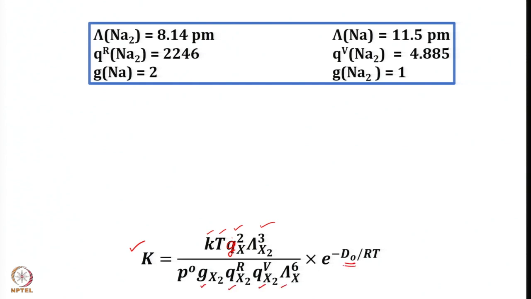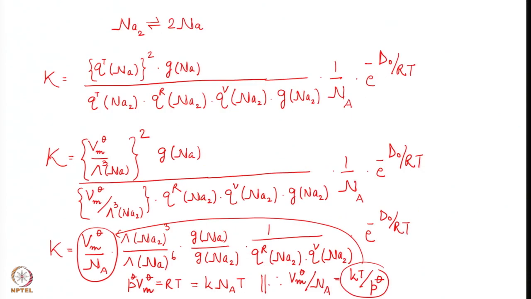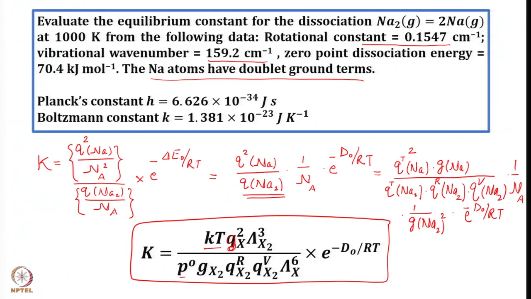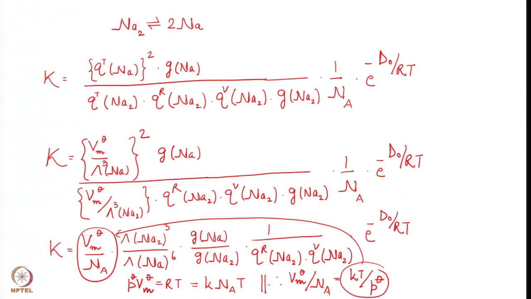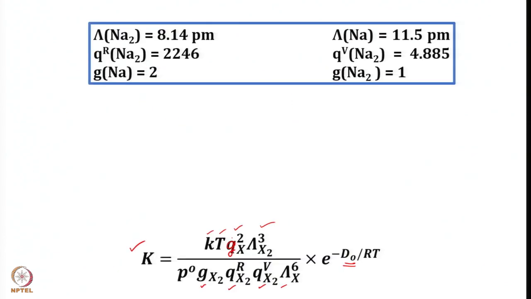We know this, and the dissociation energy is given to us. Let's look at whether it is given or not. The zero point dissociation energy is 70.4 kilojoules per mole. Therefore, since we are given the value per mole, you will use D0 by RT. If it were given per molecule, then you would have used D0 by KT.